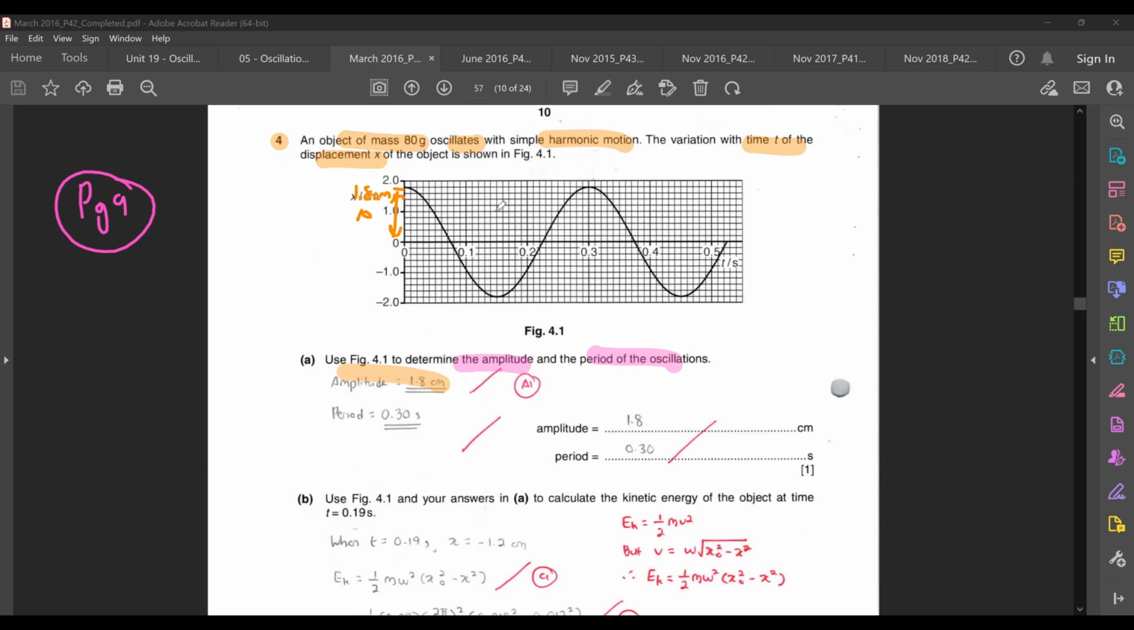And then your period is going to be this one, which is going to be 0.3 seconds. Okay, right. And I think I've mentioned this to you before. Final answer is 2 SF minimum. So for my case, I shouldn't write it as 0.3. I should write it as 0.30 seconds. Okay, this is your amplitude and period.